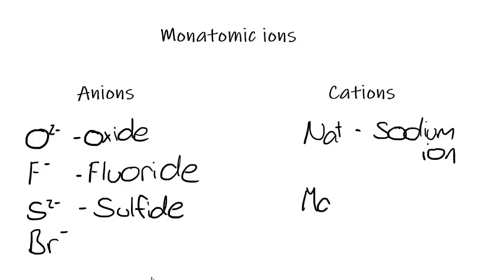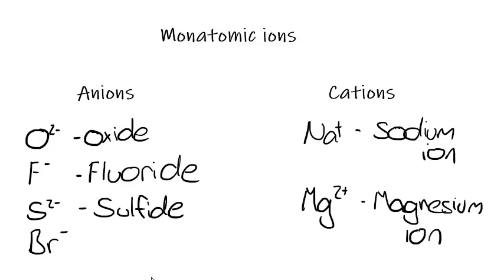We could have a magnesium Mg2+ ion. Magnesium is the atom. Magnesium ion is the ion. So it's really just anions that we need to know anything about how to change the name. Cations just stay the same.